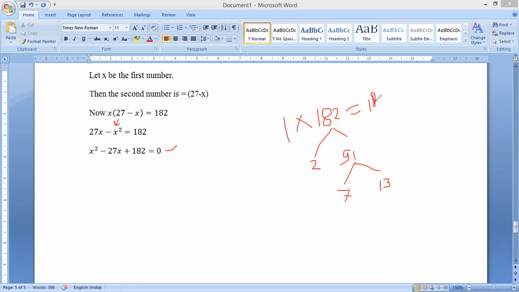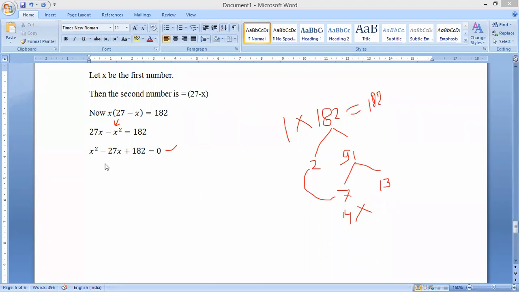So we can factorize 182. When we factorize 182, we will get 2 into 91. When we factorize 91, it is 7 into 13. This is the prime factorization of 182. Now we are looking at what the sum is. It means we must take factors of 182 which, when added, give the coefficient of x, 27. So we can see 7 into 2 is 14 and this is 13. So multiplying 14 and 13 gives 182, and adding 14 plus 13 gives 27x.